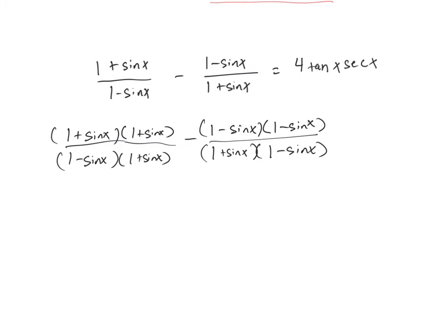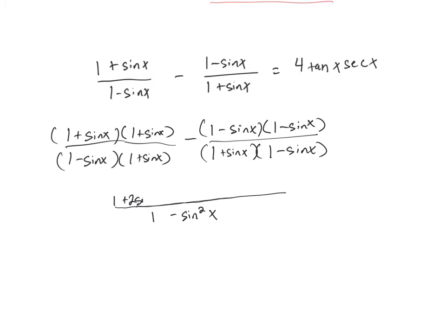I know that these are the difference of perfect squares, so the denominator instantly is going to be 1 squared minus sine squared of x, which is 1 minus sine squared of x. And then the numerator, we're just going to have to multiply this all out. I'm going to multiply it out and see what we have here.